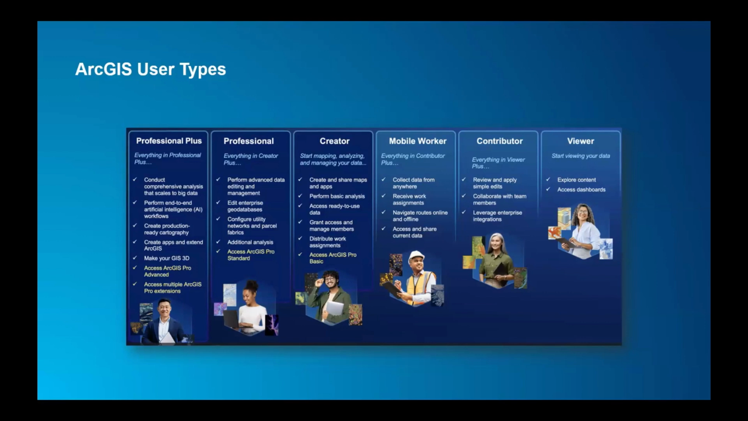And this, of course, includes all the capabilities that we've seen so far up to the professional level. And added to this, of course, is the capabilities users would need to create production-ready cartography. Additionally, users using the Professional Plus will gain the ability to leverage ArcGIS capabilities such as machine learning and deep learning models, as well as process and analyze imagery. The Professional Plus user type includes access to ArcGIS Pro Advanced.